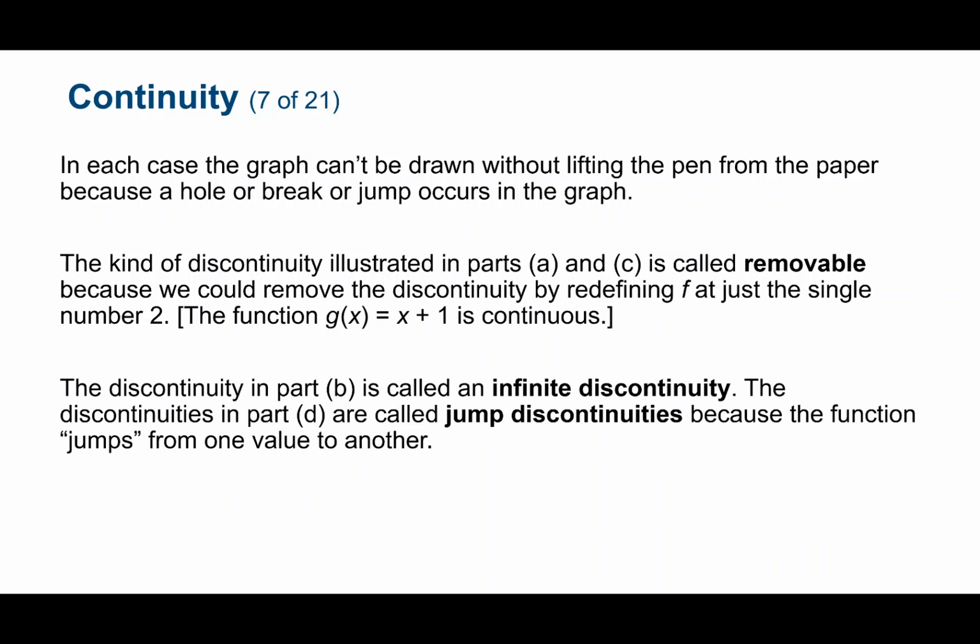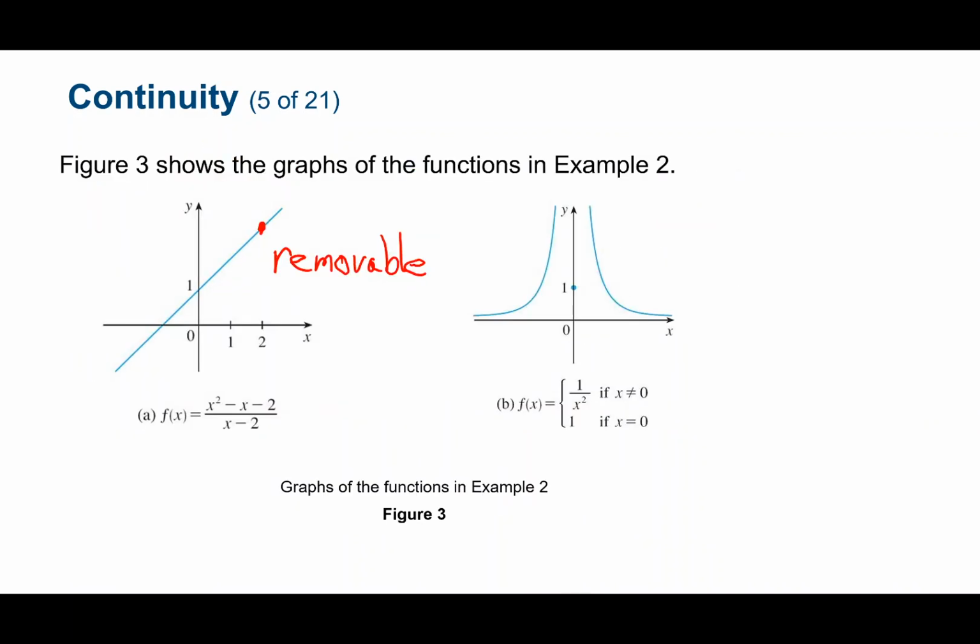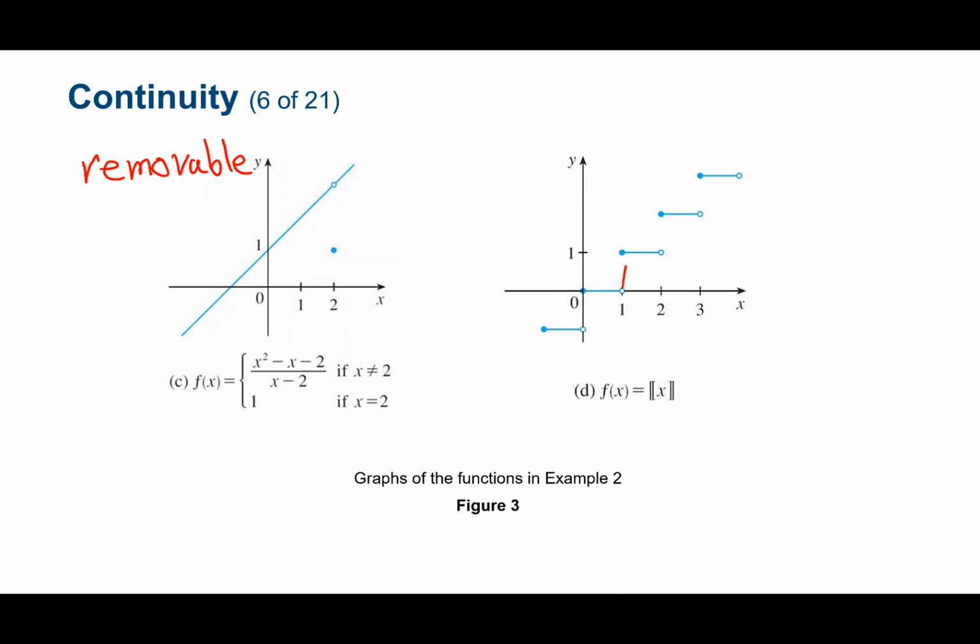D part, we've already seen, we call that a jump discontinuity. We have a gap in our y values. On these, we actually have lots of jumps. We have a jump at every integer.